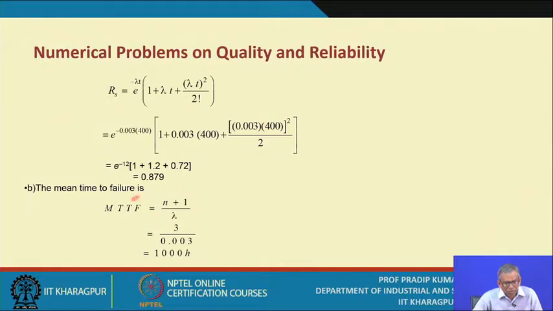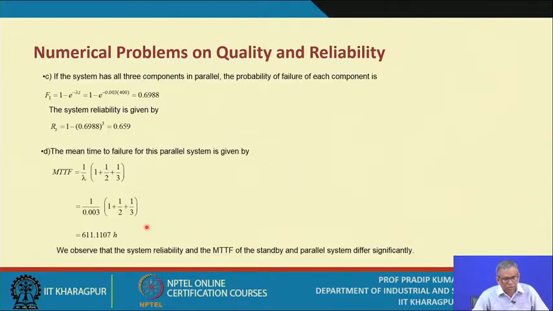So why don't you, as a learner, as a student, derive this expression, that is MTTF is equal to n plus 1 by lambda when you deal with systems with standby. And how many standby components do you have? N number of standbys. So you need to derive this expression. So here n is 2, and that's why it is 3, and lambda remains the same. So lambda is 0.003, that is, MTTF is simply 1000 hours.